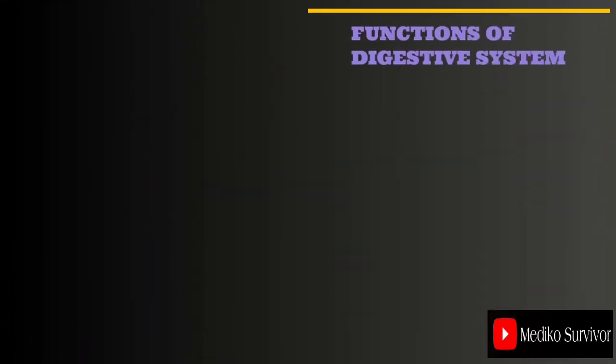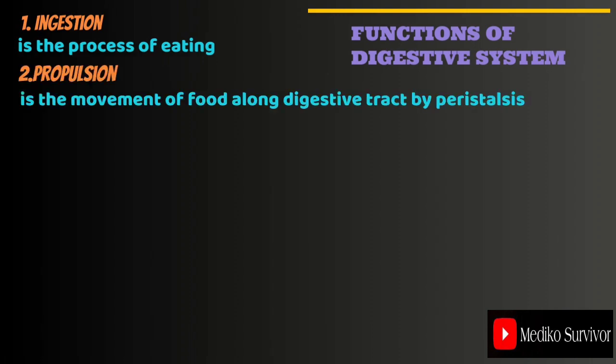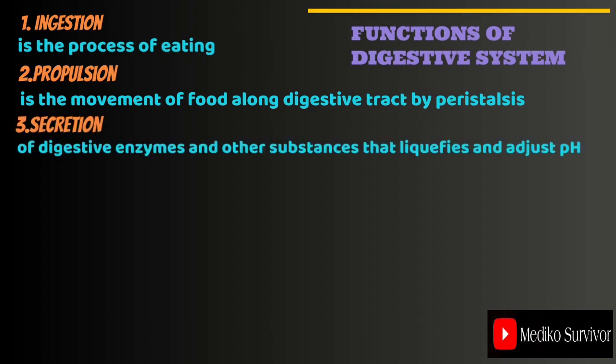What are the functions of digestive system? 1. Ingestion. It is the process of eating. 2. Propulsion. The movement of food along digestive tract by means of peristalsis. 3. Secretion. Secret digestive enzymes and substances that liquefies and adjust the pH.